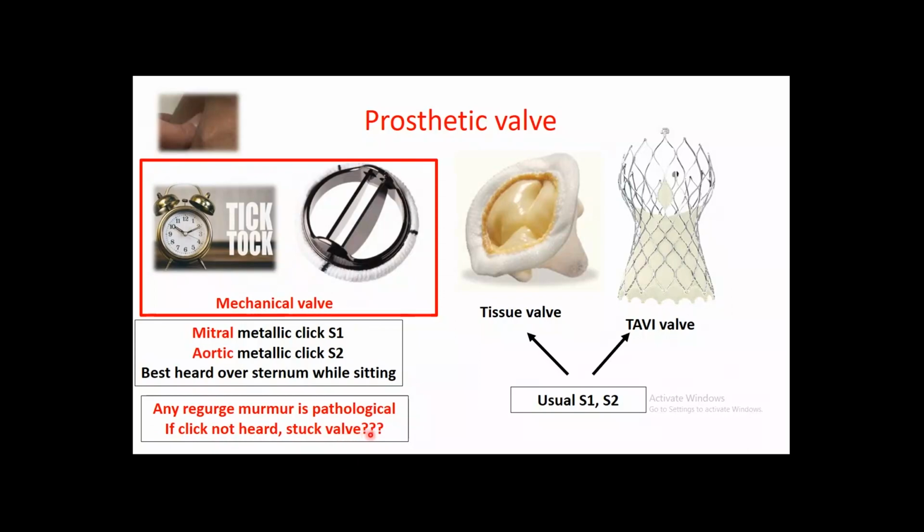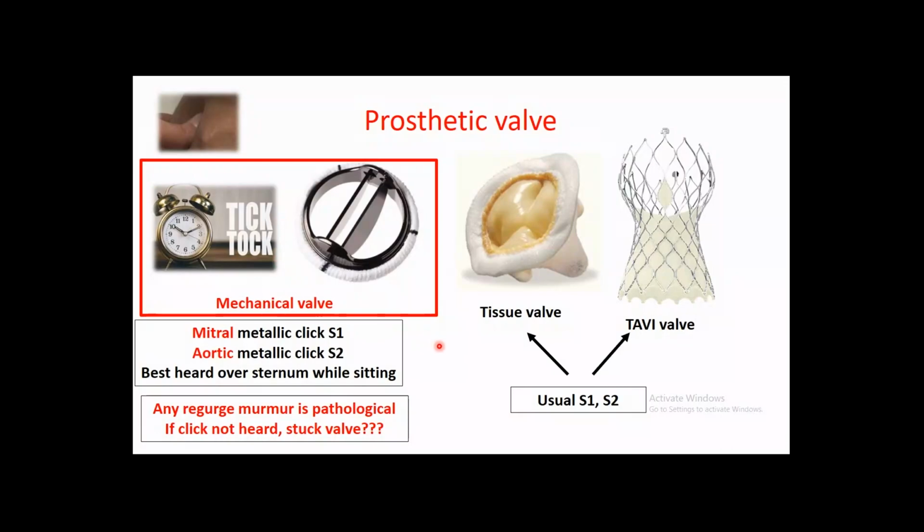The second pathological thing is any regurgitant murmur over the valve. So if we hear a mitral regurgitant murmur in a patient with a metallic mitral prosthesis, this means that there is a leakage around the valve itself, which is pathological. Similarly, if we hear an aortic regurgitation murmur in a patient with an aortic valve prosthesis, this is also pathological, denoting a leakage of blood around the prosthesis.